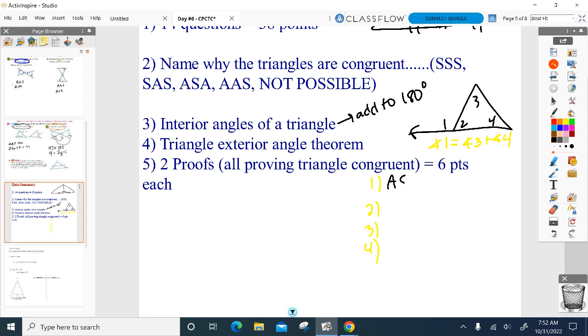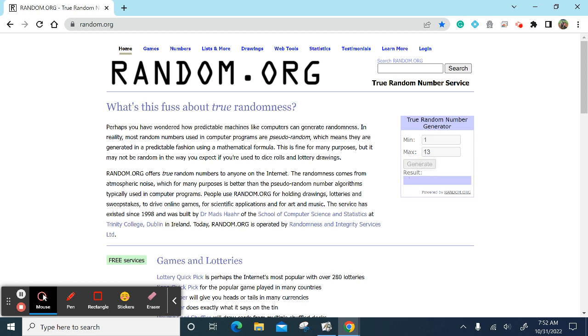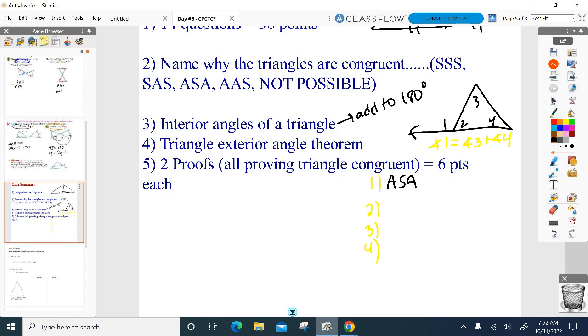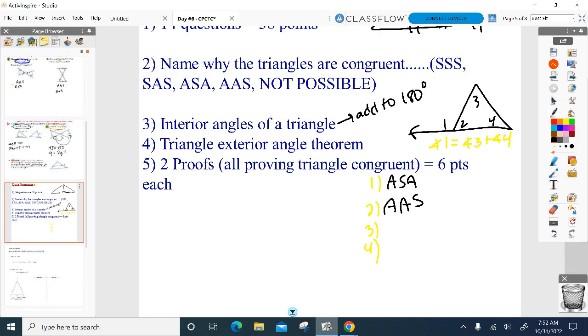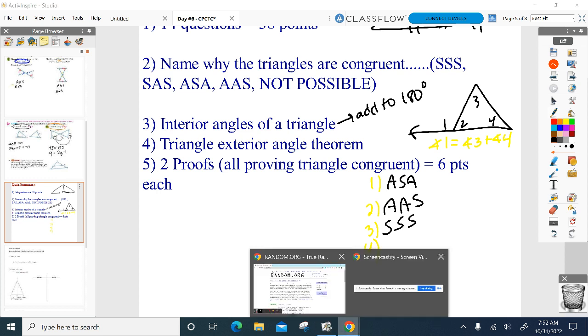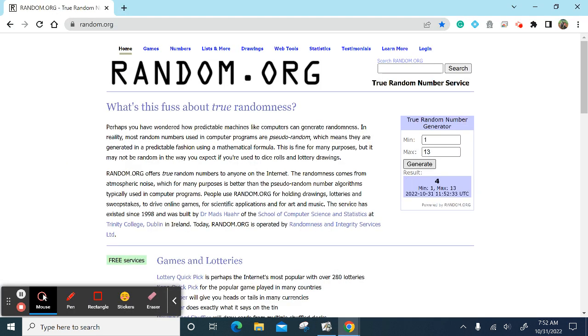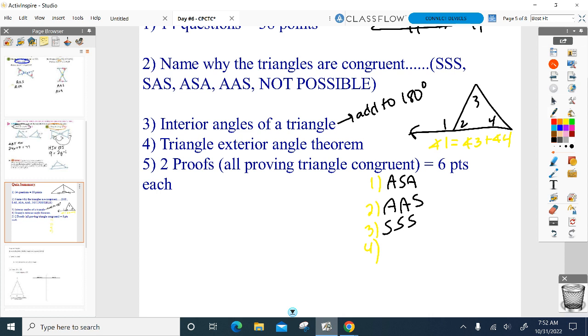ASA. Angle side angle. If you're going to use it, make sure the side's in between. Next up, AAS. Angle angle side. If that side's not in between, right? We're using angle angle side. Third method, SSS. If you know all 3 sides. And then finally, the fourth, last method, SAS. Side angle side. If the angle is only in between. If it's not in between, you better find another method.